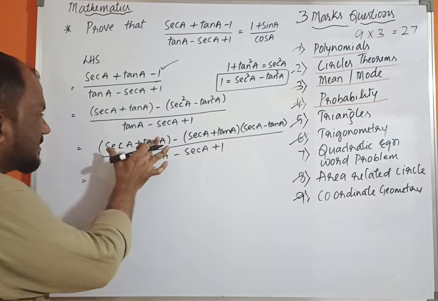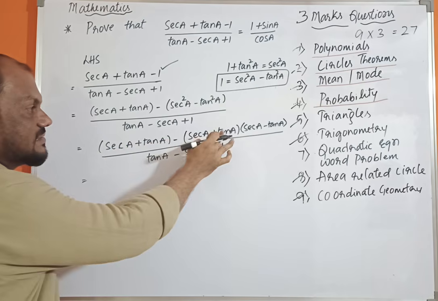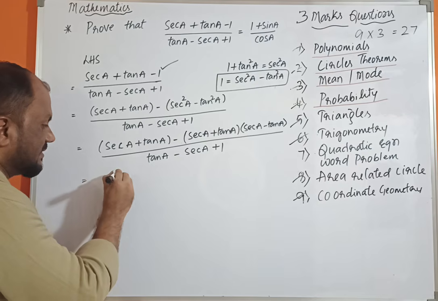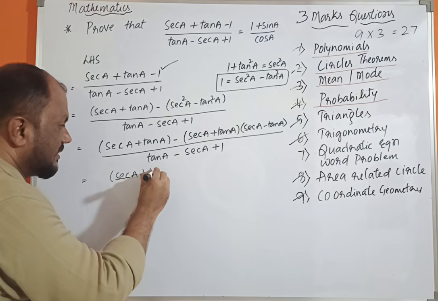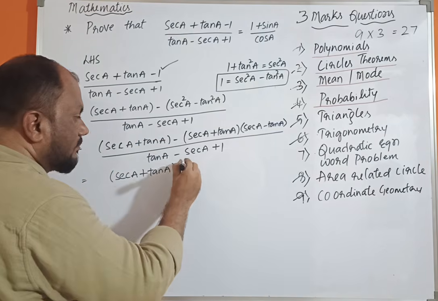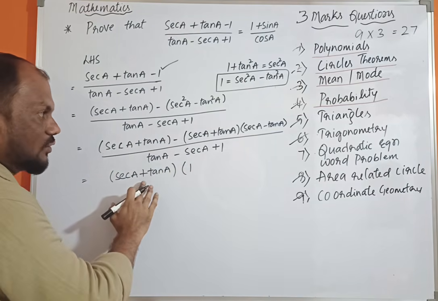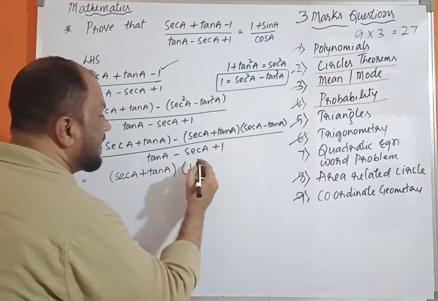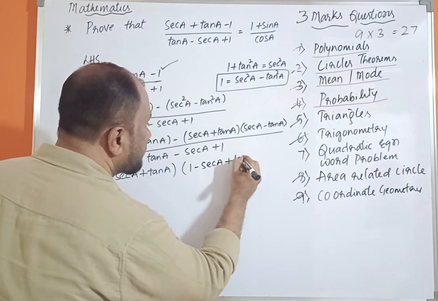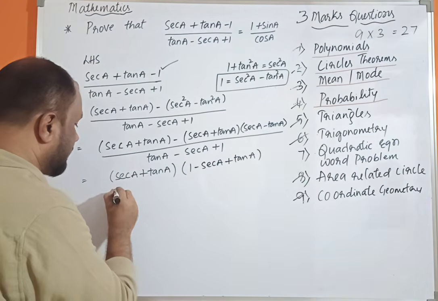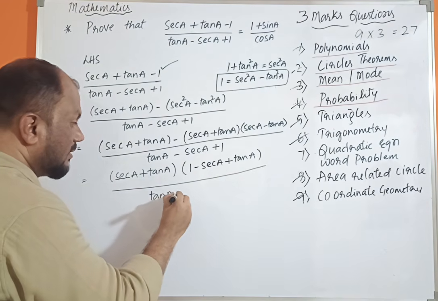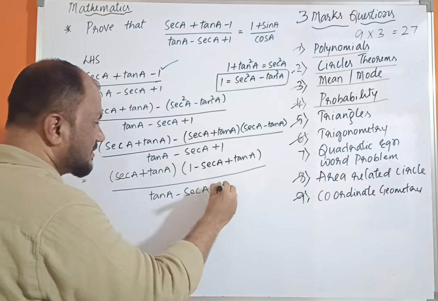Now this is one term, secant A plus tan A, minus the remaining part, which is another term. So we have a common factor in both terms. What is the common factor? Secant A plus tan A. After taking it common, what is remaining here? 1. This part is already taken common. You have to write this one: minus into secant A, minus secant A, minus into minus plus tan A, divided by tan A minus secant A plus 1.